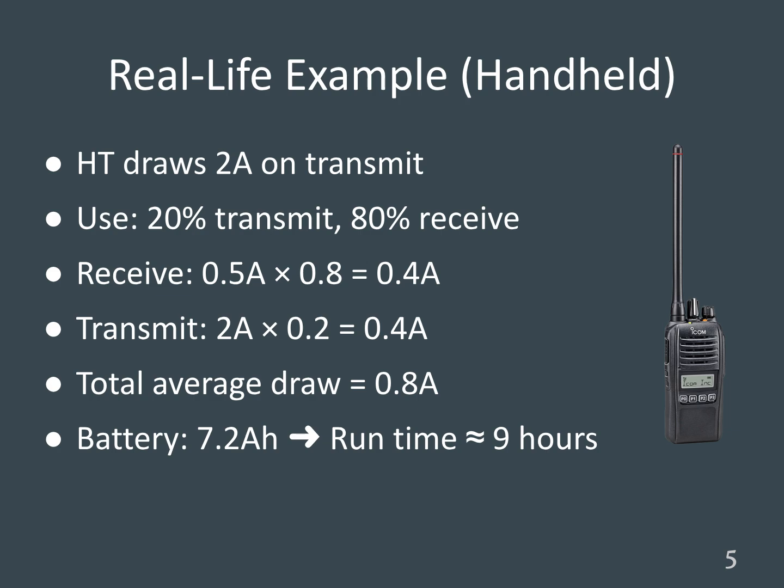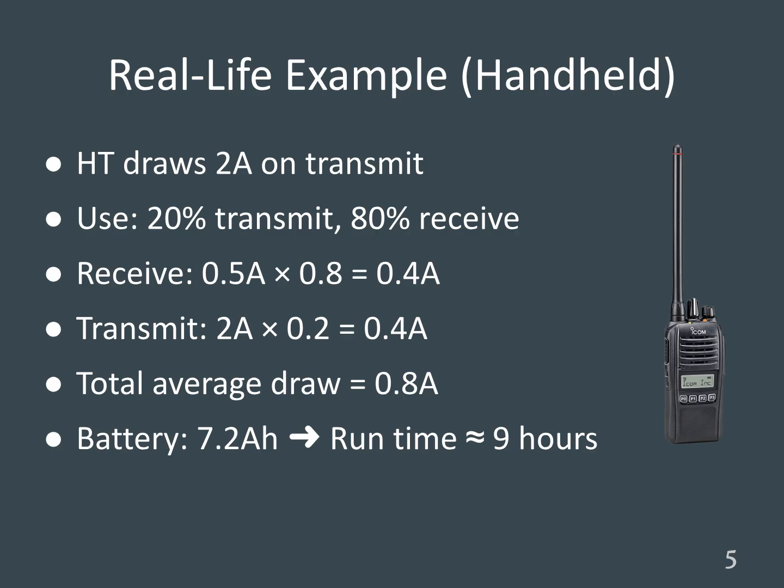So 0.5 amps times 0.8, which is the percent of receive time, would equal 0.4 amps. Transmitting 2 amps 20% of the time, or times 0.2, also equals 0.4 amps. So the total average draw is 0.8 amps. If you have a 7.2 amp hour battery, the runtime would be approximately 9 hours.